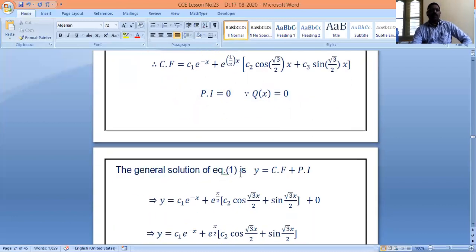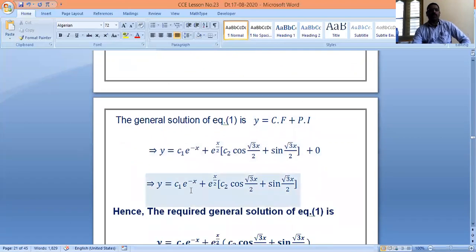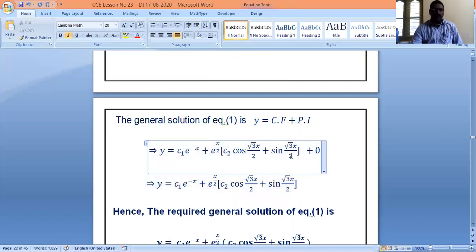The general solution of equation 1 is y is equal to CF plus PI. That implies y is equal to C1 e power minus x plus e power x by 2 into (C2 cos root 3 by 2 x plus C3 sin root 3 by 2 x) plus 0. Here PI is 0. That implies y is equal to C1 into e power minus x plus e power x by 2 into (C2 cos root 3 by 2 x plus C3 sin root 3 by 2 x). C1, C2, and C3 are constants.